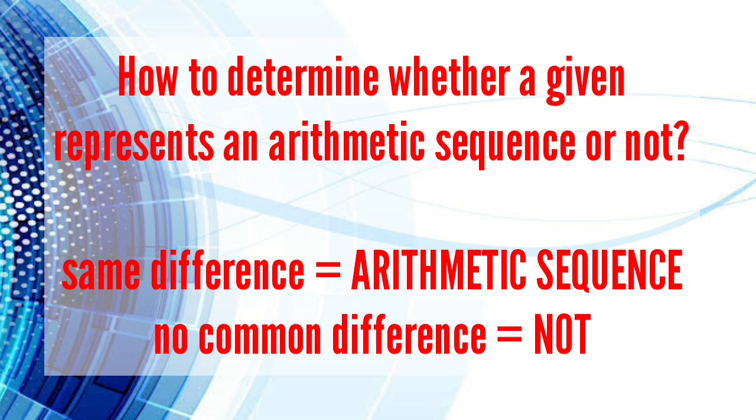In order to determine whether the given is an arithmetic sequence or not, you're just going to solve for the difference. If they're the same all throughout when you subtract from right to left, therefore that will be an arithmetic sequence. And if it is not, therefore it is not an arithmetic sequence. If the difference is not the same, it's not an arithmetic sequence.